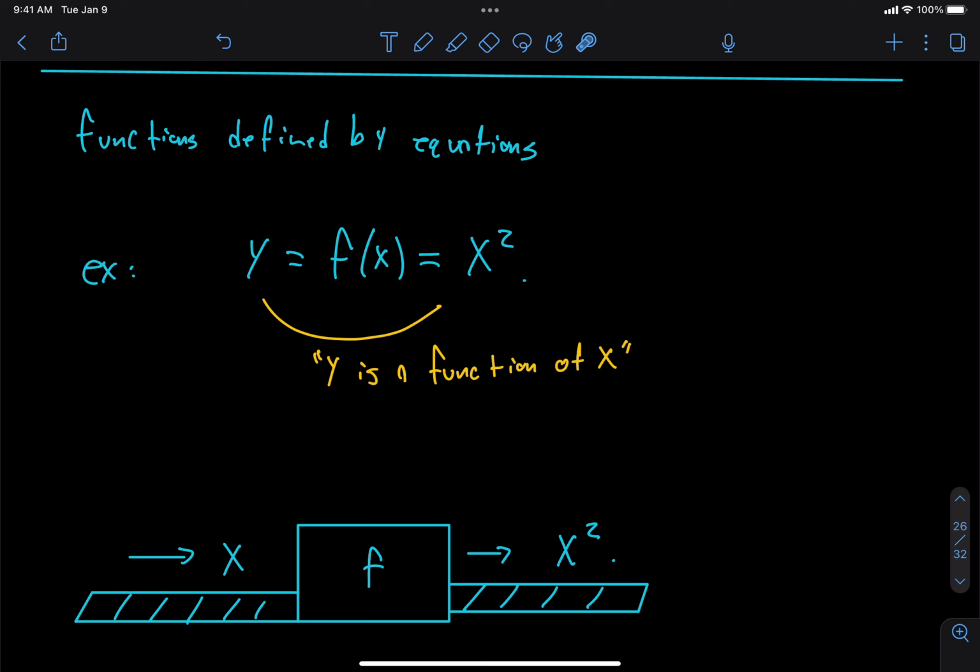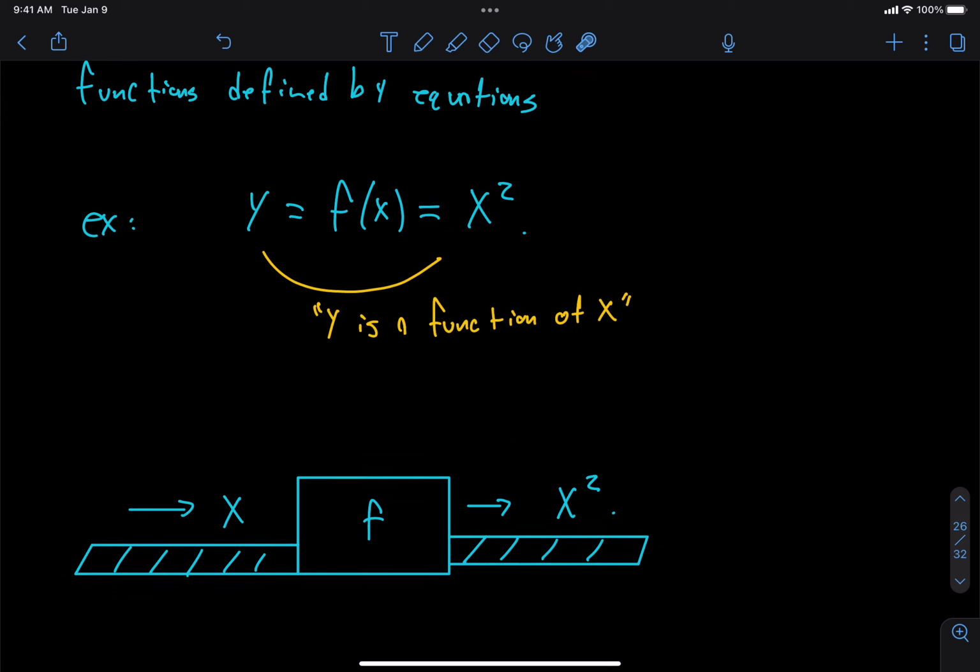Or I'm going to take my machine, and I'm going to take the number which you give me and plug it into the machine. And this machine has a specific job. What is the job of the machine? It's to take that number and square it, and then spit it back out. So this is a function defined by an equation.